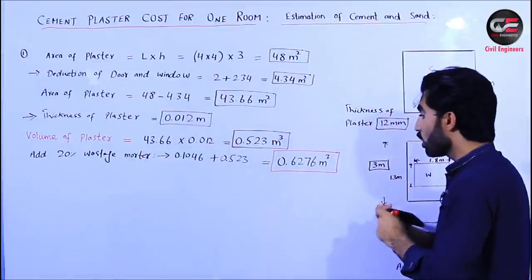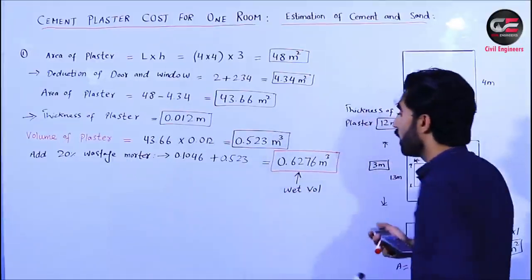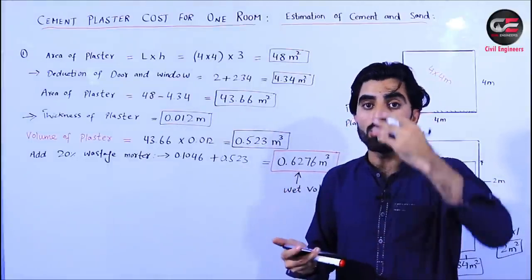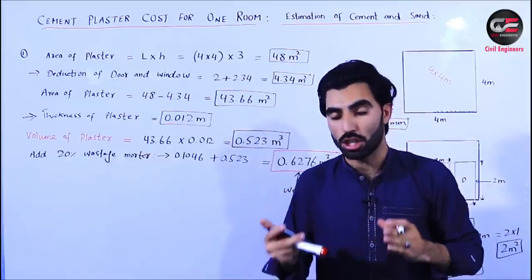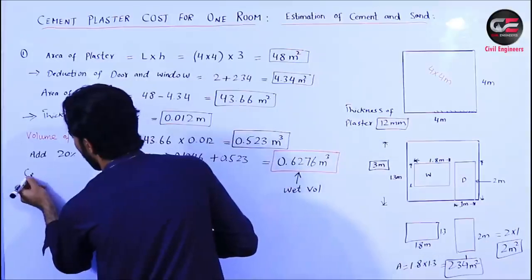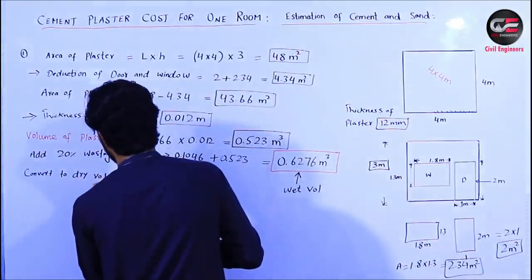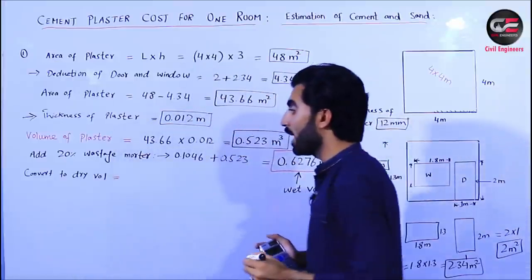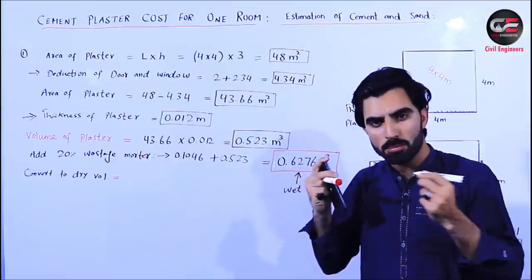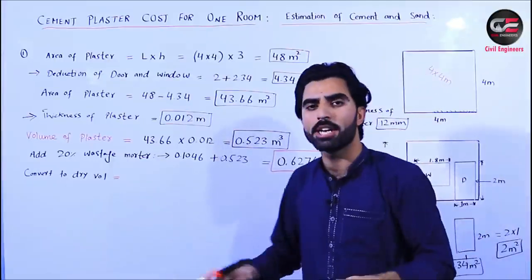But remember guys, this is wet volume. Now we will convert it to dry volume, because here we have water in this, and we bring dry material, that is sand and cement, from the market. When you convert to dry volume, it increases by 33%, so we will multiply it by 1.33.